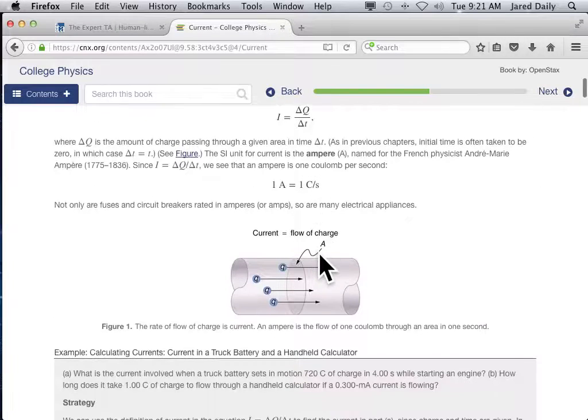And this is a nice visual representation of how this goes. We have charges, and notice that they're just calling them Q. They're not calling them electrons. They're not calling them anything, really. They're just calling them Q. And these charges are going to flow through this cross-sectional area, A, this little circle here, in some given rate or given amount of time.